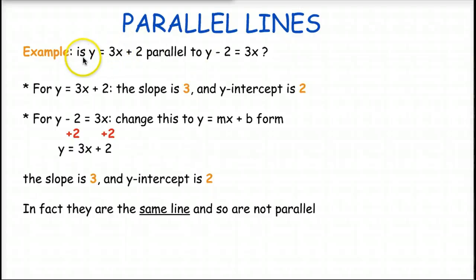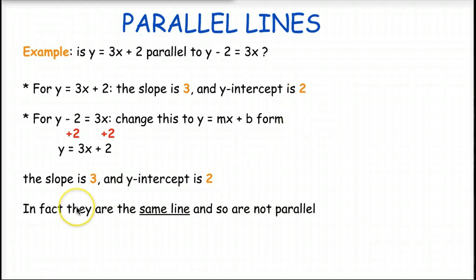So first, looking at our main equation, the slope is 3 and the y-intercept is 2. Okay? For our second equation, let's go ahead and change it to y equals mx plus b. So let's add 2 to both sides, and we get y equals, so these are now gone, 3x plus 2. The slope on this is 3, so right away you see the slopes are the same. However, the y-intercept is 2, which is the same as our first equation.